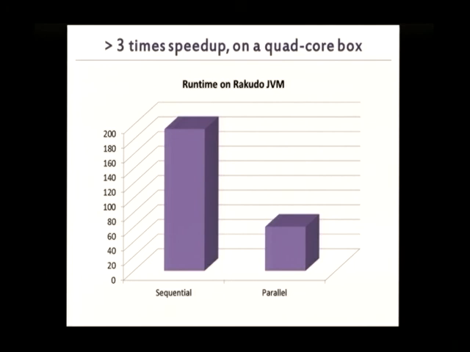Okay, so this is the parallel one, okay, and it's less than 1/3 of the height of that, which on a quad-core machine is pretty fast. So we got a reasonable speed up.